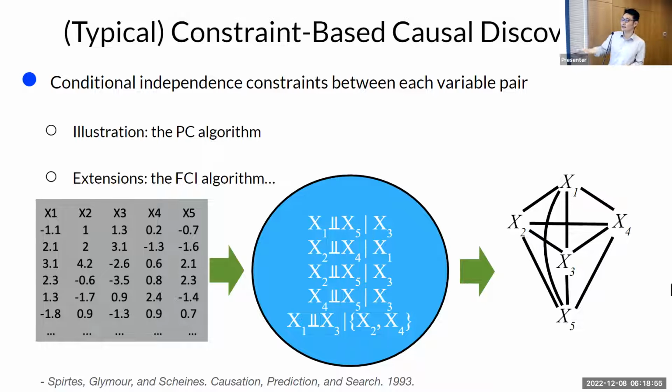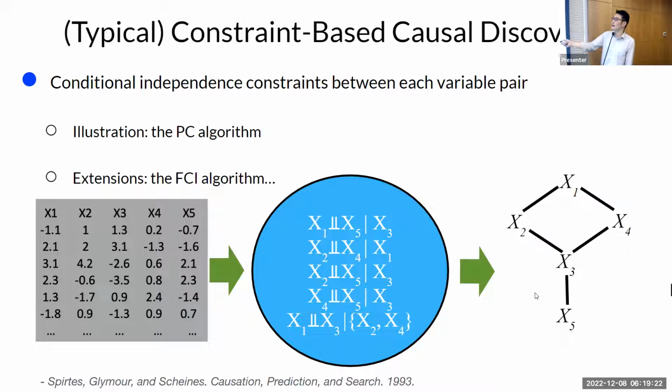Let's see how it works. From data, you can discover a set of independence or conditional independence constraints. Then you want to find a DAG or a set of DAGs that satisfies the set of constraints. That's why it's called a constraint-based method. Here you can see how it works. We start with a complete graph. If two variables are conditionally independent, then we just remove the edge. You can show why.